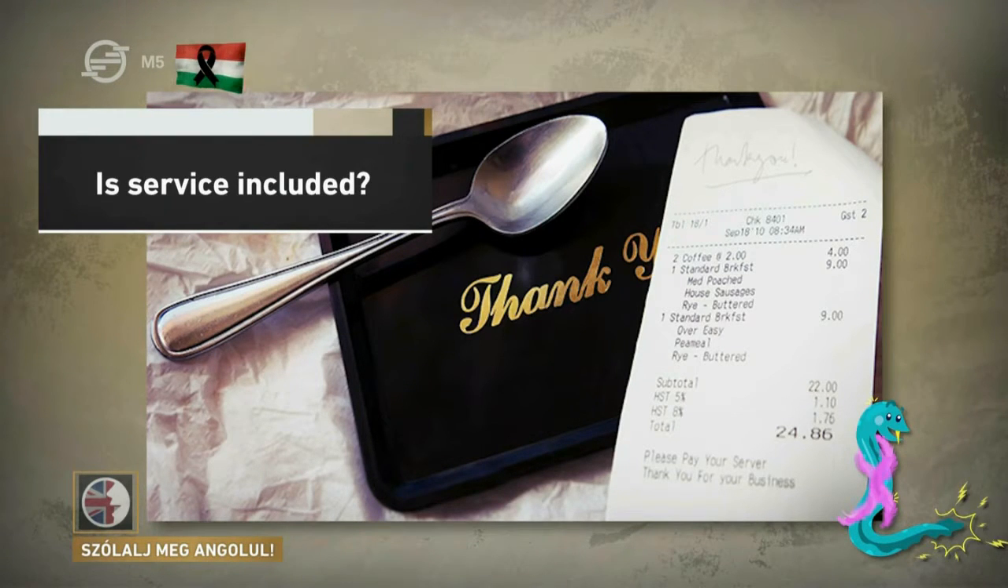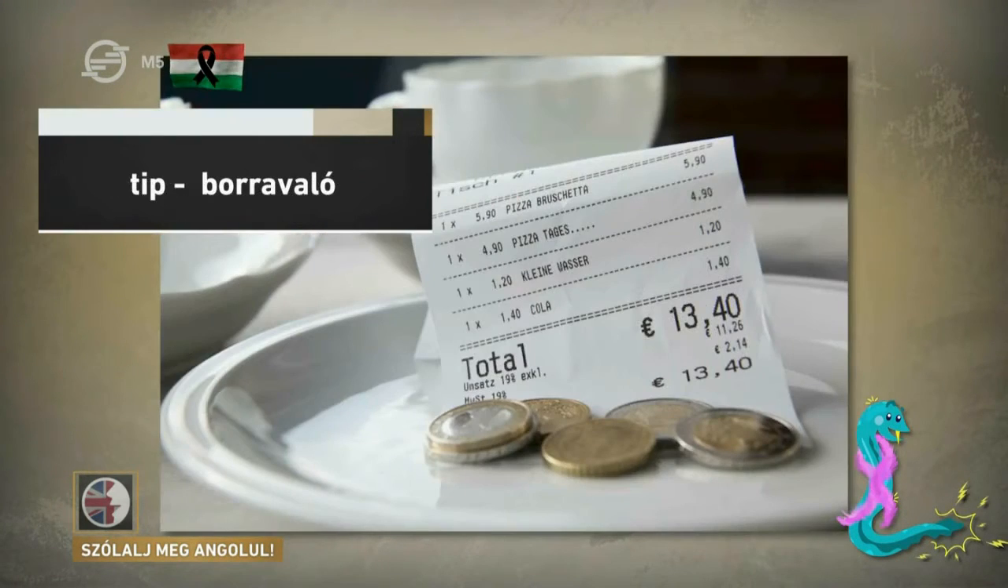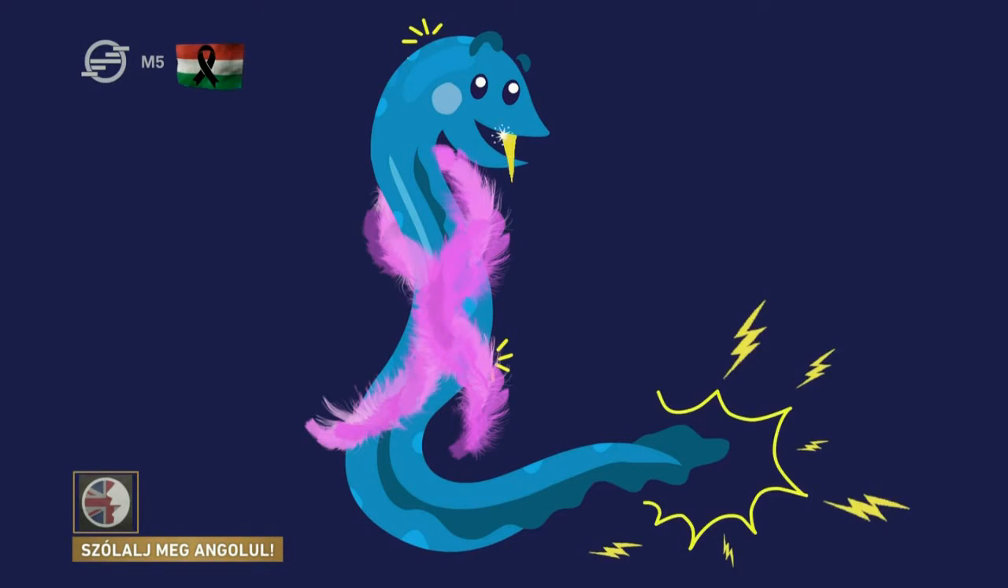Is service included? If it is, then the bill will show that the restaurant automatically charges 10% or 12% extra. If service is not included, you decide how much you want to tip. Normally, you leave the tip in cash after the waiter brings you your change. But if you're paying with a credit card, you can tell the waiter how much you want to pay, including your tip. After that, all you need to do is stand up, collect your coat, and leave.